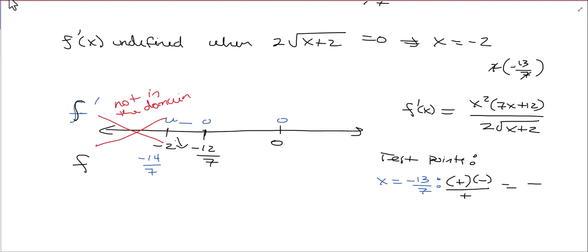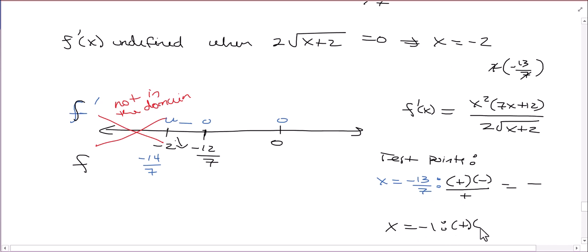So now pick a test point between -12 sevenths and 0. This one is nicer. We can pick x equals -1. When x is -1, that's always positive. 7 times -1 is -7, plus 12 is positive, and the bottom is always positive. So this gives me positive. So in this interval, the derivative is positive, which means that the function is increasing.